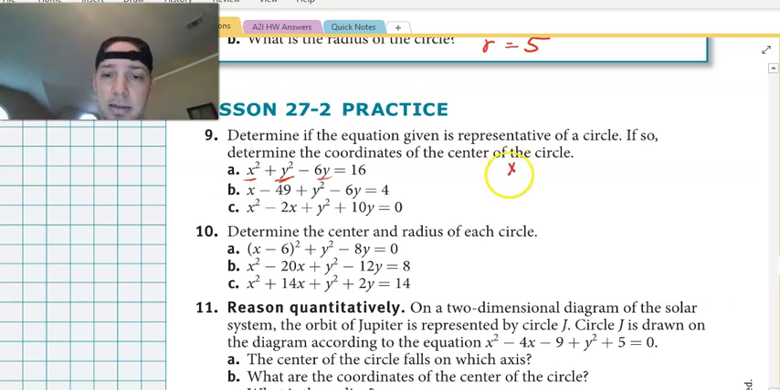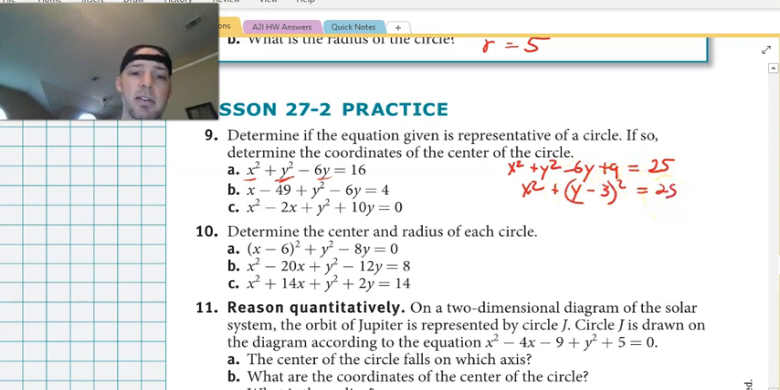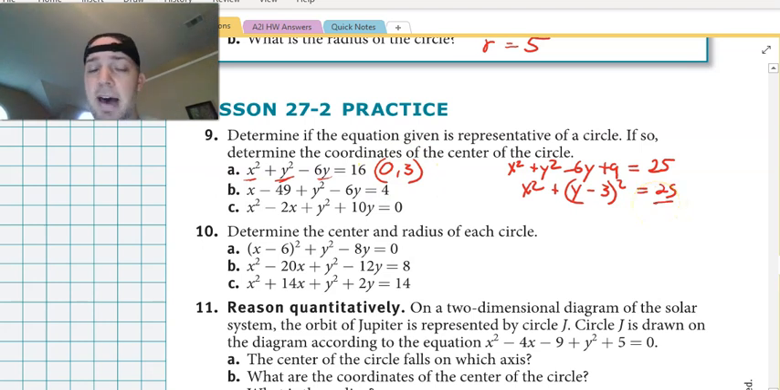And you get x squared plus y squared minus 6y plus 9 equals 16 plus 9 is 25. Find your factors. So you get x squared plus y minus 3 squared equals 25. So then the center of the circle would be at 0, positive 3. It doesn't ask for the radius, but the radius would be 5 on this one, square root of 25.